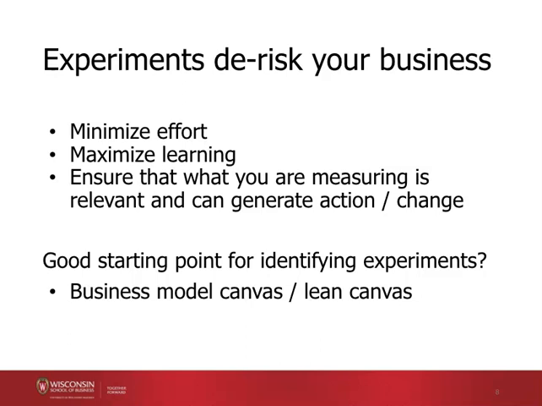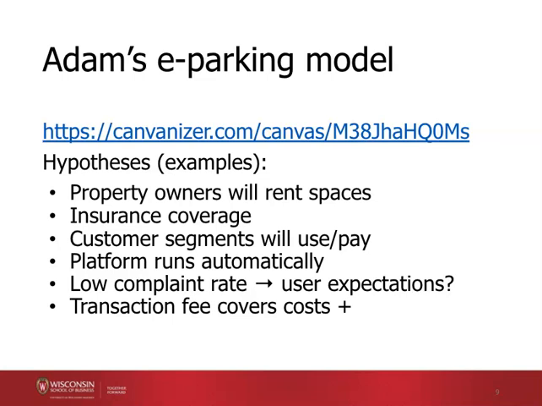A really good point for identifying the experiments is the business model canvas or the lean canvas. You may remember when you created those, a key aspect of those canvas activities is to identify the hypotheses and assumptions associated with why the business model might or might not work. So let's talk about that a little bit, because this is a really good starting point if you're ever going to run your own business for thinking about the data you want to collect to determine whether the business is likely to work. So you may remember the e-parking model that we've talked about.